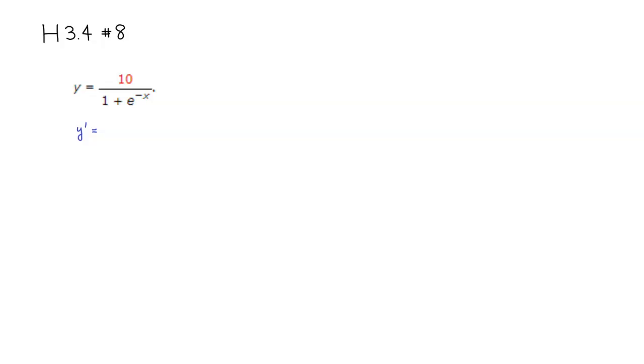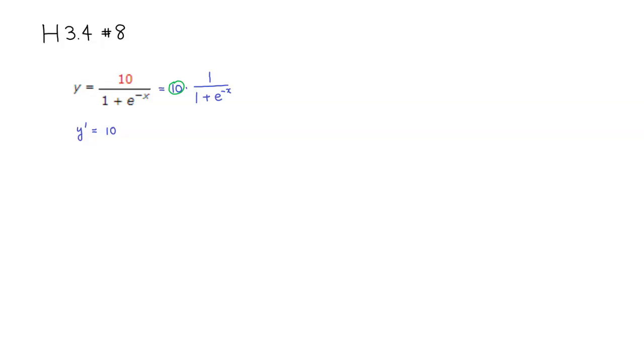Before we do that, since 10 is just a constant multiple, we can put 10 outside, and then just worry about taking the derivative of 1 over 1 plus e to the negative x. Right, so 10's already outside, so we already took care of 10. Then we can just take the derivative of that.